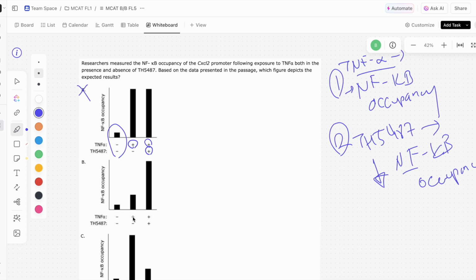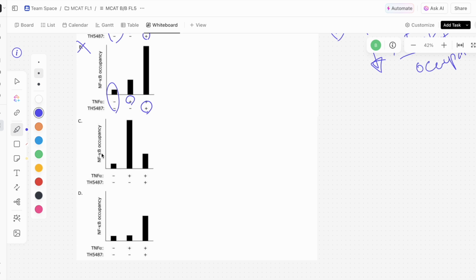As for B, do we get that increase when we compare to the control? Yes, we get that increase in NF kappa B occupancy, but what's wrong here? When we add the TH5487, we should be seeing a decrease, not an increase, in NF kappa B occupancy, making that one incorrect. Let's take a look at C.